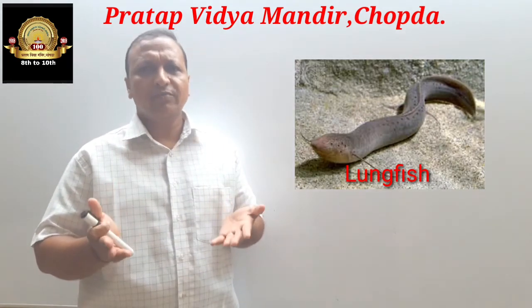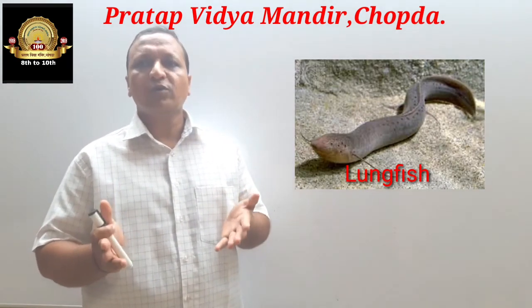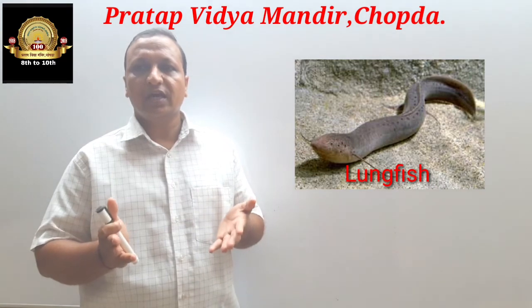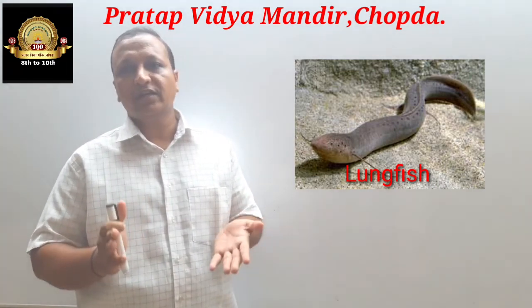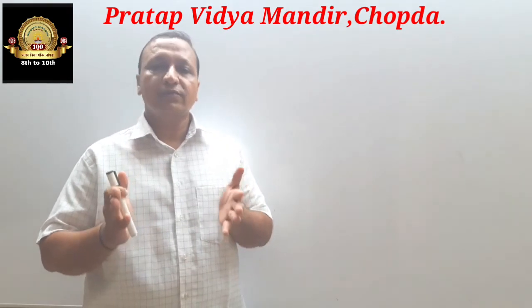Then the third is the lungfish. As per the name lungfish, it performs respiration with lungs and shows other characters like a fish. These examples indicate that mammals evolved from reptiles and amphibians from fishes.